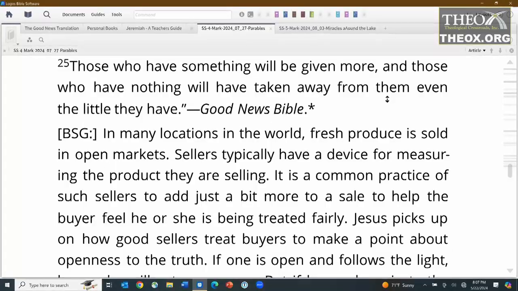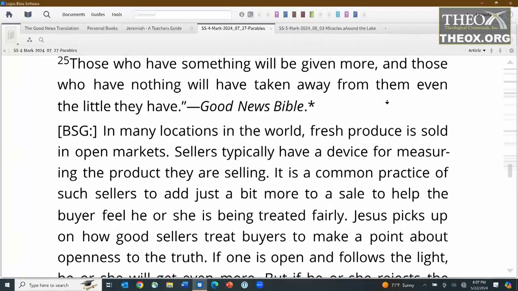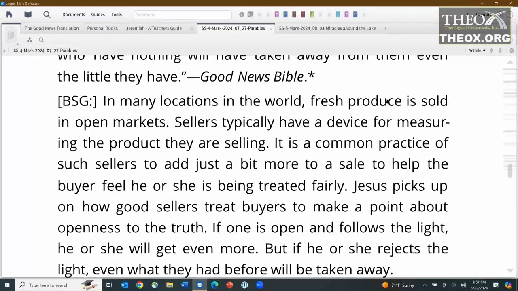Goodness. From the Bible Study Guide: in many locations in the world, fresh produce is sold in open markets. Sellers typically have a device for measuring the product they are selling. It is a common practice of such sellers to add just a little bit to a sale to help the buyer feel he or she is being treated fairly. That's not what it is in all areas of all countries. No, sometimes they have cheating scales. He talks about that elsewhere.